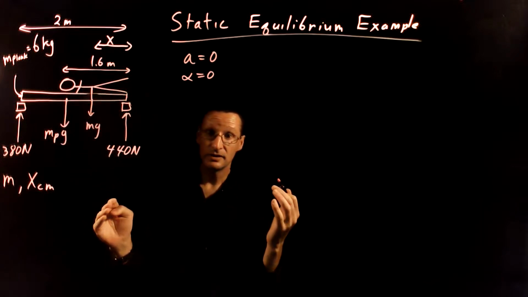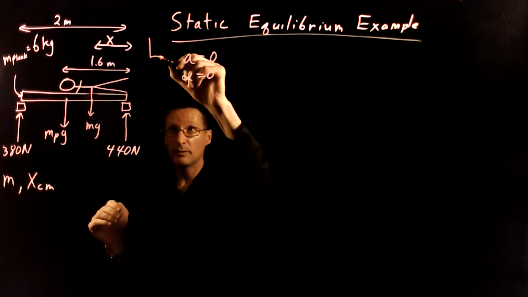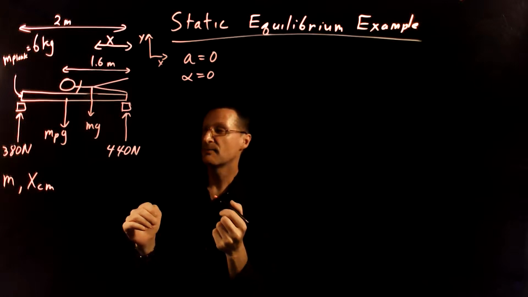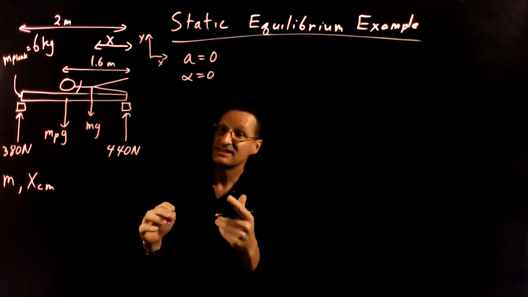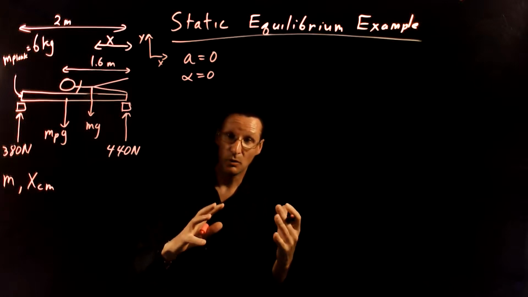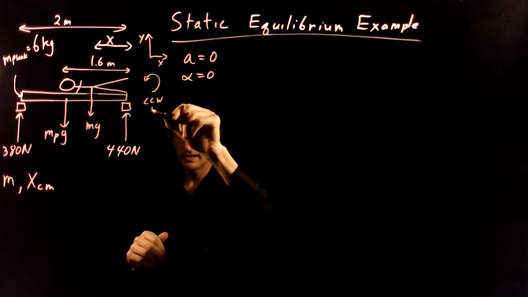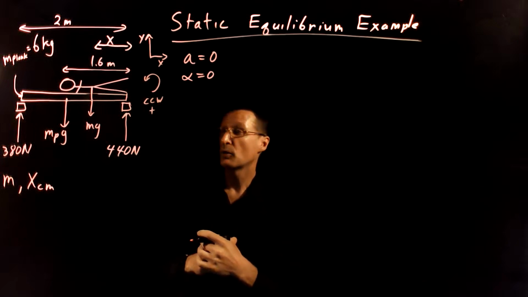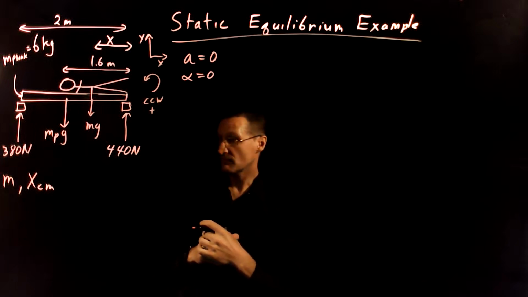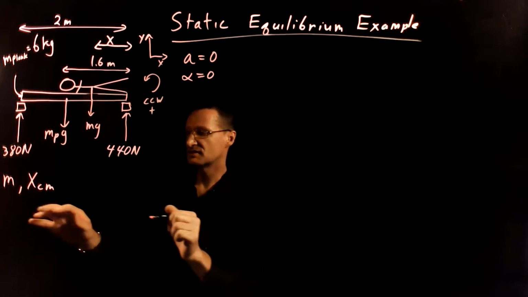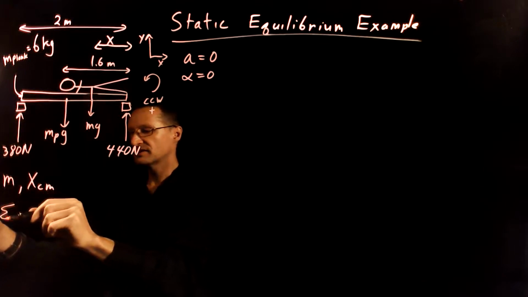Next step is to adopt a coordinate system. So I want to use a standard XY coordinate system for this. There's no reason to do anything different. The other thing I want to do is select a positive convention for torque. I see no reason to deviate from the counterclockwise positive convention for torque, so let's do that. All right, it's a little less intimidating to get started with the forces, so let's do those first. Let's sum the forces in the y direction.